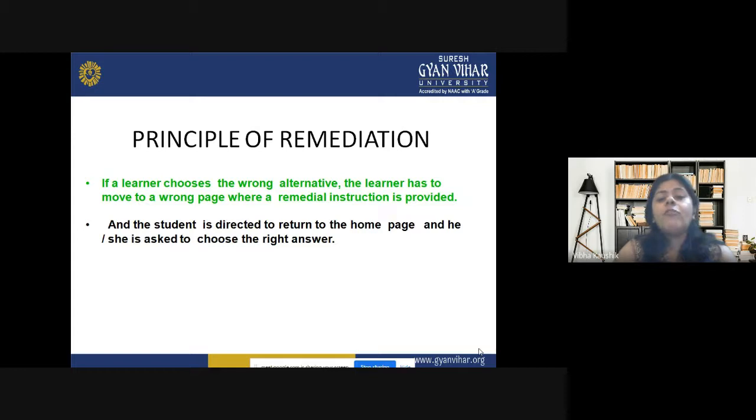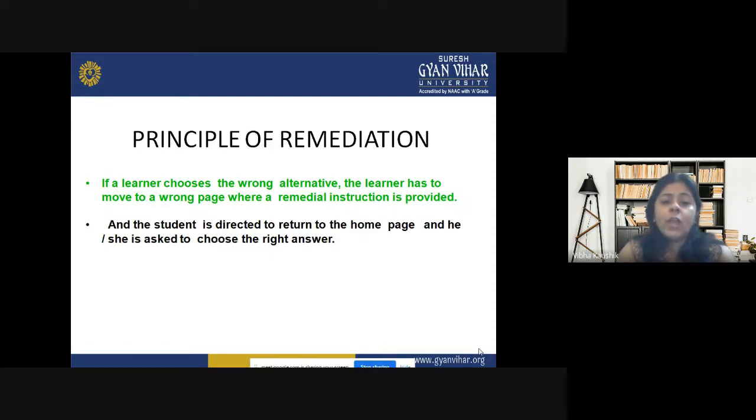Now, the principle of remediation. If a learner chooses the wrong alternative, it means the programmer has developed the program, the content and information are shared with the learner, and if the learner, after reading the complete concept, still gives the wrong alternative or wrong response, the learner will move to the wrong page where a remedial instruction is provided.